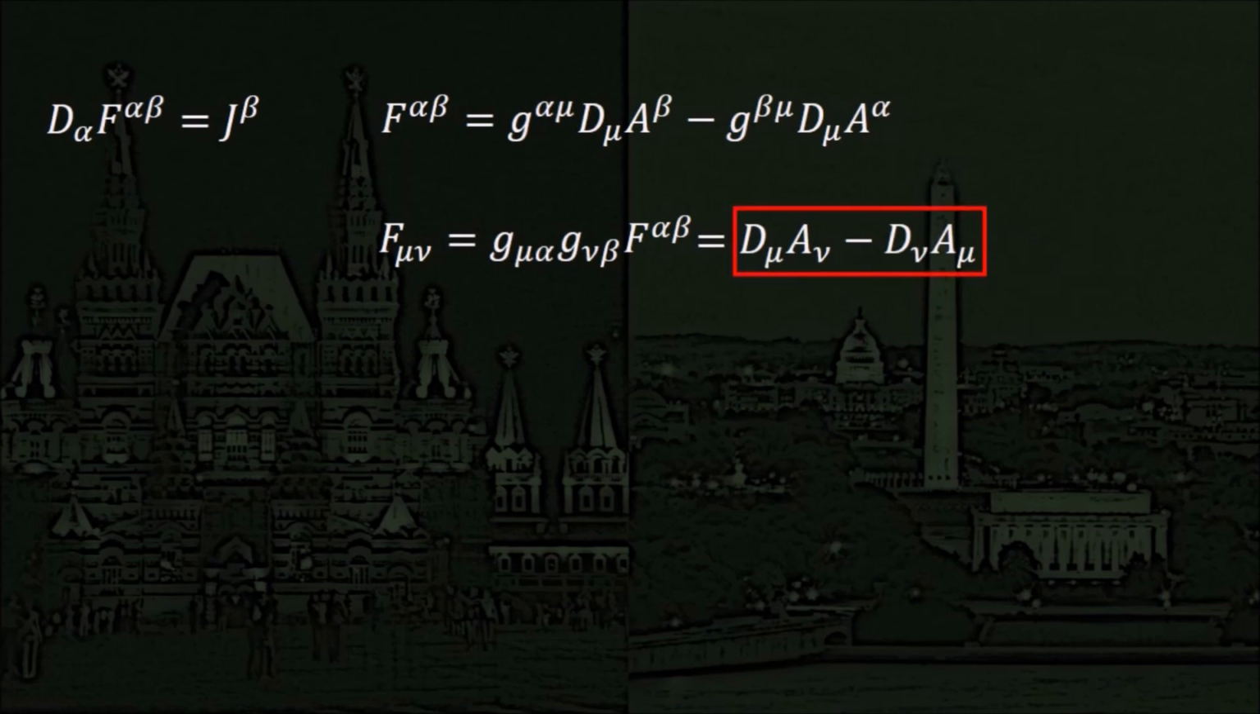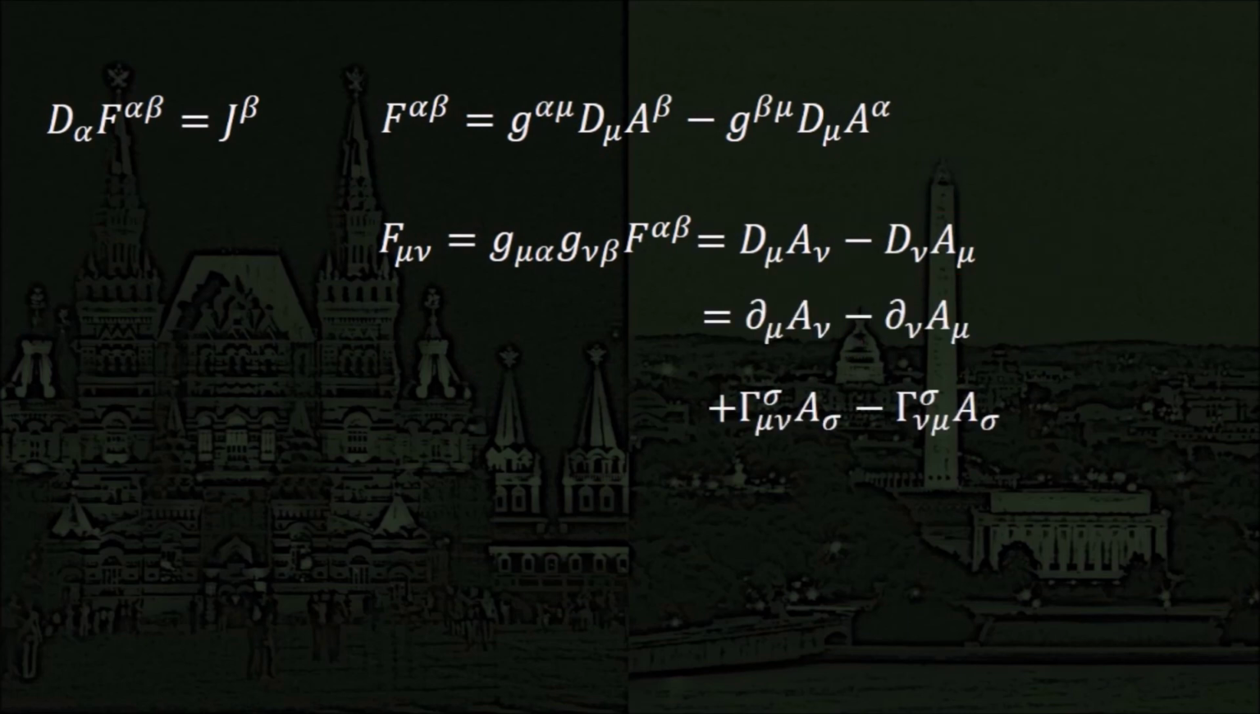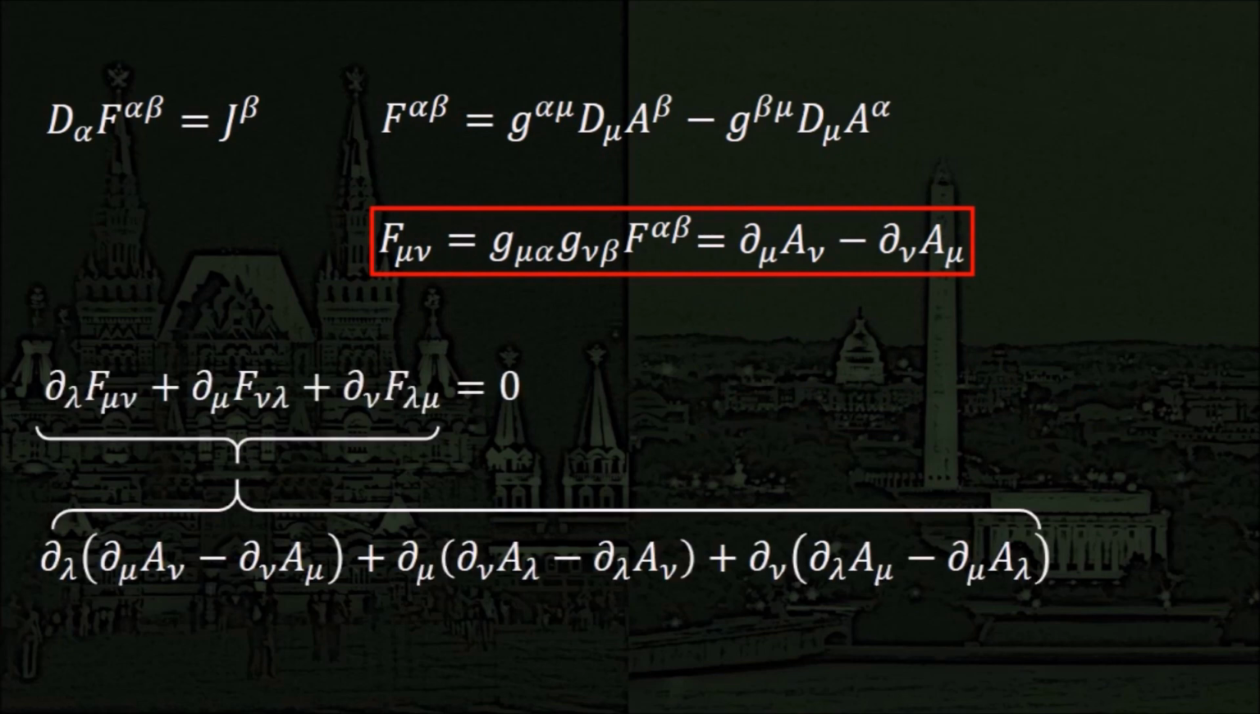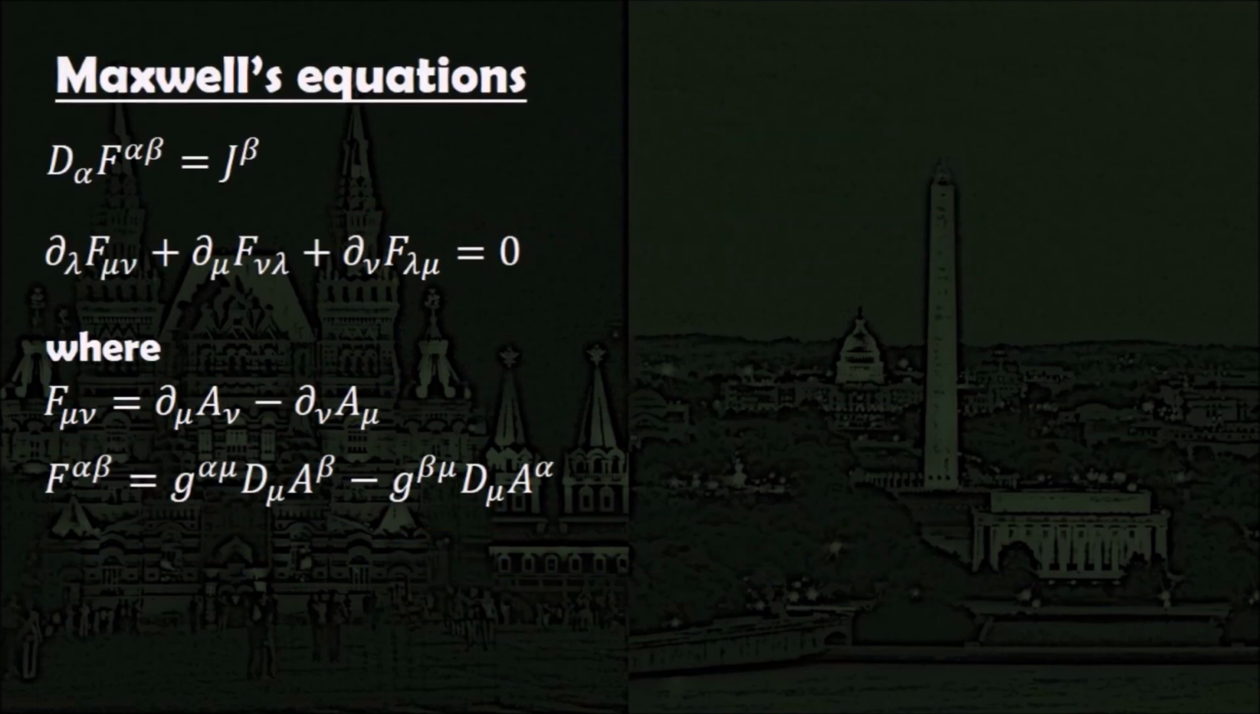Now let's expand this expression. But since gamma is symmetric in its lower indices, this term vanishes. So, the covariant electromagnetic tensor can be written in this simple form. It is now trivial to show that this relation is true. So, finally, we arrive at Maxwell's equations for arbitrary coordinates in arbitrary spacetime.